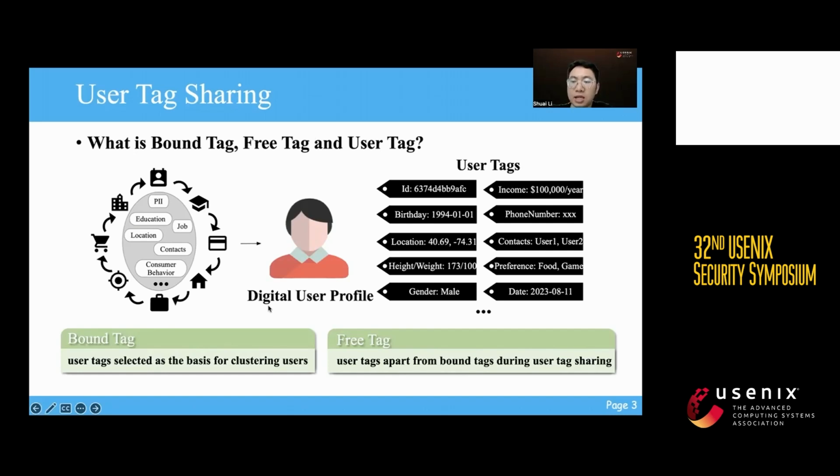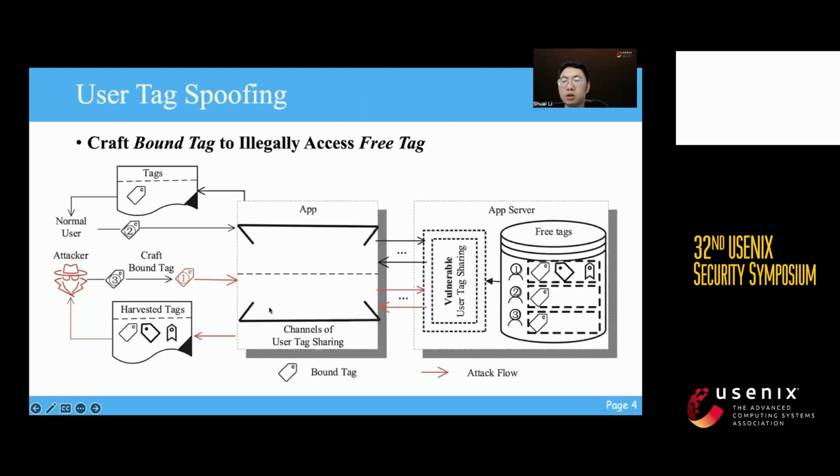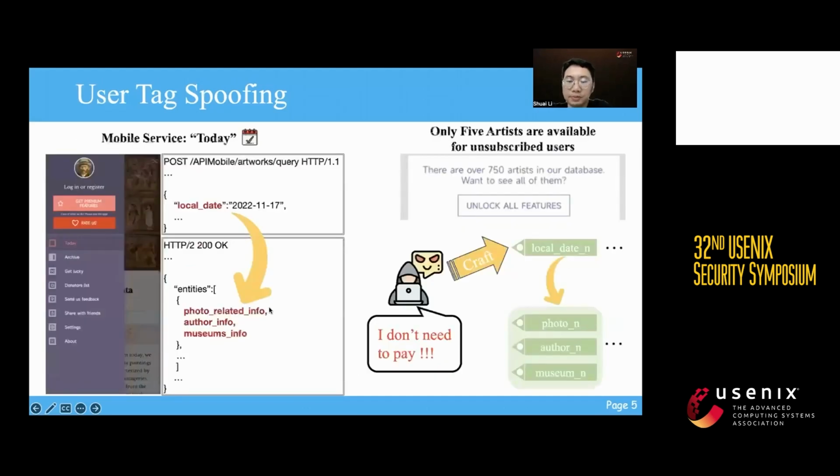For these user tags that the personalized mobile service relies on, we call them bound tags. And for the user tags shared back by the service, they are referred to as free tags. Normally, the typical process of user tag sharing is using a user's bound tag to exchange other users' free tags. However, it raises the question of whether malicious users could potentially deceive the tag service by forging his own bound tags and thereby gaining unauthorized access to the shared free tags, namely the user tag spoofing.